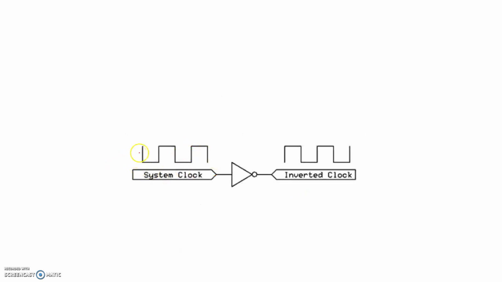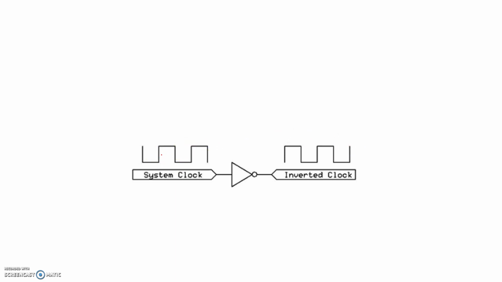Suppose it is your system clock which is like this shape in nature. You pass it through a NOT gate, which may be made up of a BJT inverter, a MOSFET inverter, or CMOS or NMOS, whatever. You just take the inverted clock as the output of the NOT gate, right? So in this way we can easily generate an inverted clock from this particular input clock, and in this case we have two complementary clock sets as output.